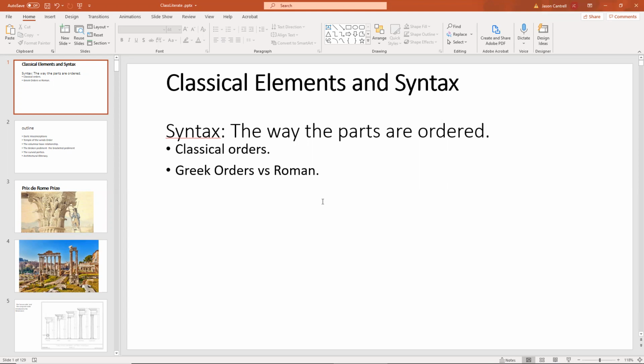Okay, welcome back to class. Today we're going to be talking about something we already mentioned a few months ago, classical elements and syntax. Syntax really means the way the parts are ordered together, the classical orders, the Greek orders versus Roman orders. We'll have just a little review/refresher about some of the orders.